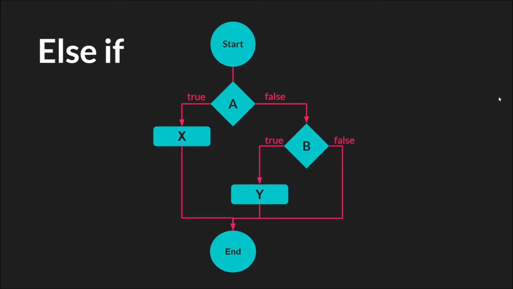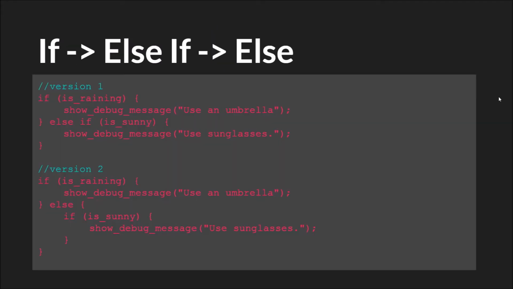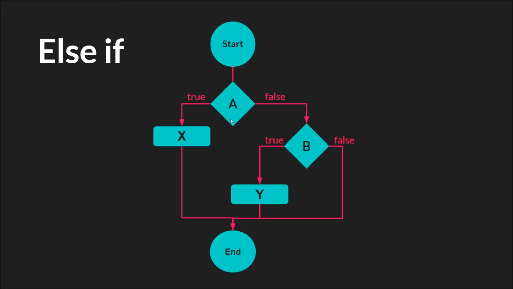Finally, we have the else if. The way the else if works, actually let me skip forward one slide here, is we say if something is true, do this, else if something else is true, do that. So first, we evaluate whether or not A is true. If it is true, we do X, and then we go on. If it is false, then we evaluate whether B is true, and if it is, we do Y, and if there's no else statement at the end, we just skip everything and we go on.